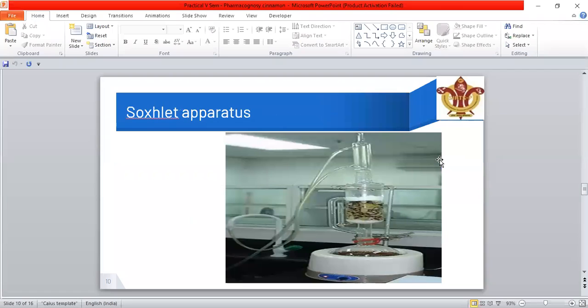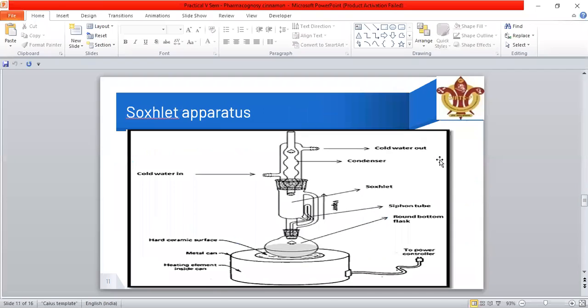This is the oxalate apparatus, lab level. The picture is not clear, but we can see the parts as I move the cursor. This is the oxalate apparatus. This is the heating mantle, over which we place a round bottom flask containing the solvent, and on the flask there is a portion attached.